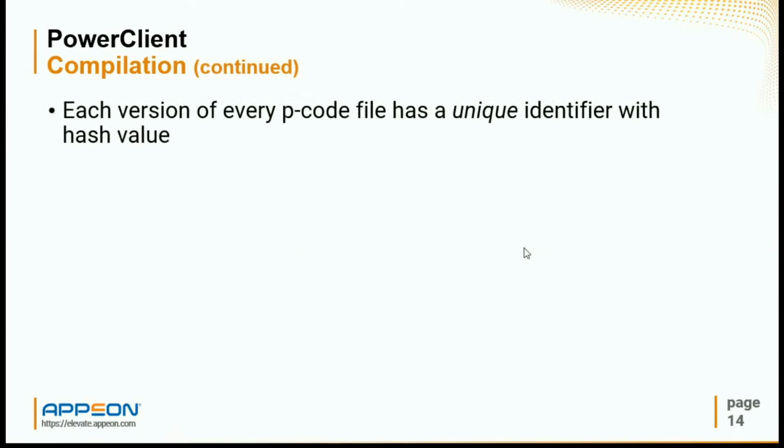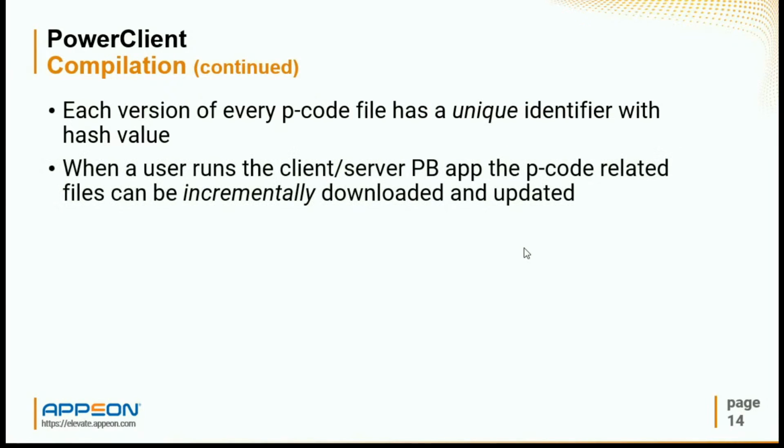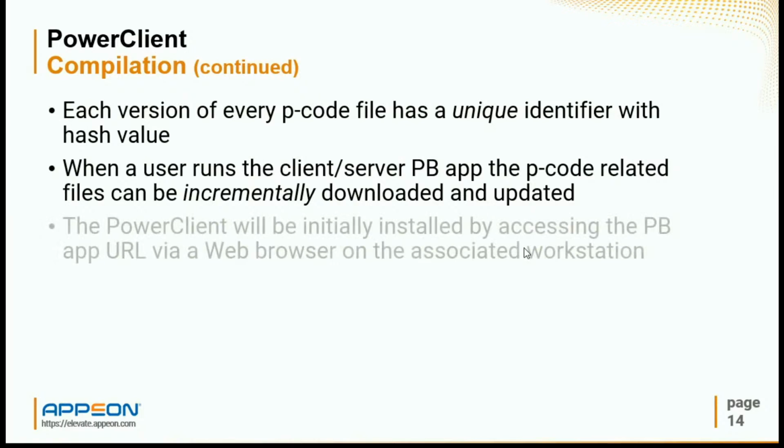PowerClient compilation requires that each version of every P-code file has a unique identifier with a hash value. The hash value, of course, is so we're confident of the transmission of the file, and a unique identifier to know exactly what it is. The hash value also serves as an update indicator. When a user runs the client-server PowerBuilder application, the P-code related files can incrementally be downloaded and updated.